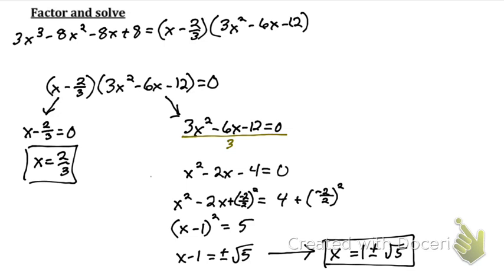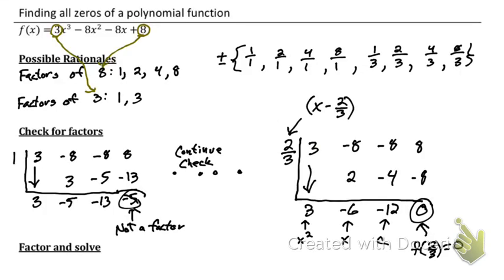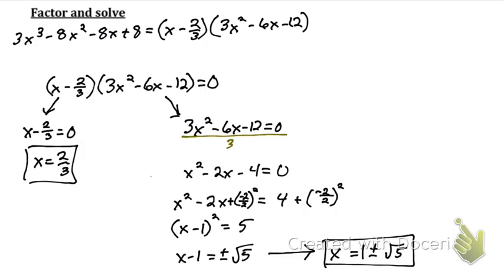Note 1 plus or minus square root of 5 is not rational, so it would not fall under this umbrella. It has to be one of our rational zeros. So don't think just because it's a zero, it's going to be one of these numbers. Irrational numbers are not going to be under that rational zero property.